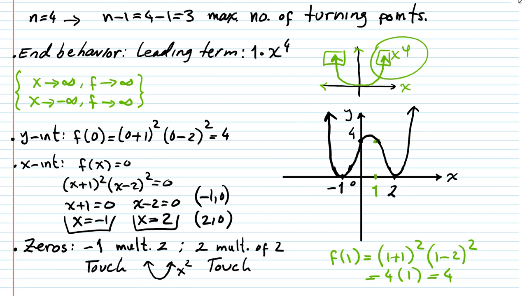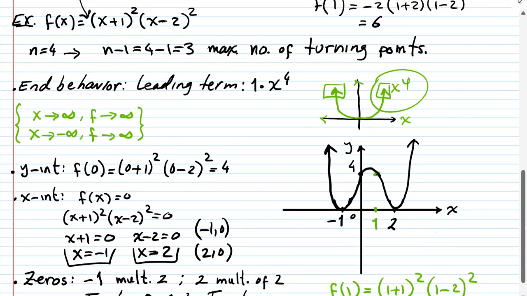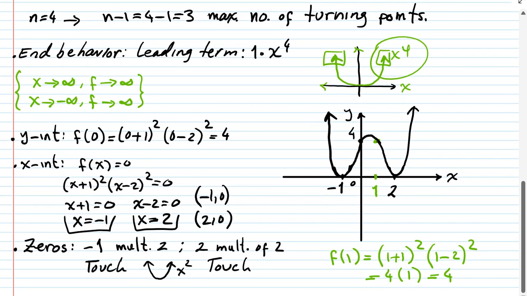Now, if you suspect symmetry, we could actually FOIL this polynomial and see if we get some kind of symmetry here. But again, this is good enough for our work. And there we have the graph of this function.